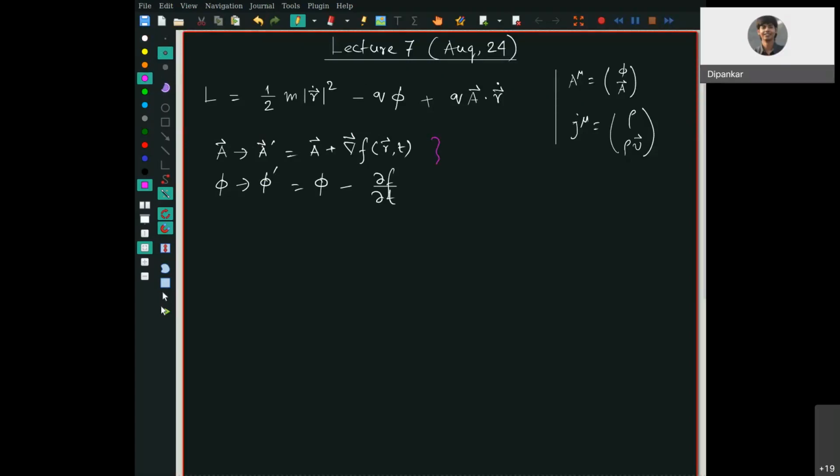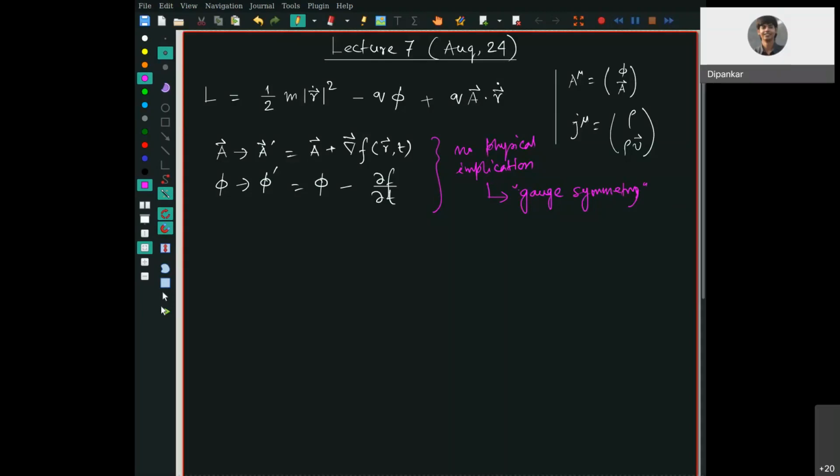So no physical implications. If there is a transformation which leaves your physics invariant, then you call the transformation a symmetry. Similarly, we'll call this transformation the gauge symmetry.